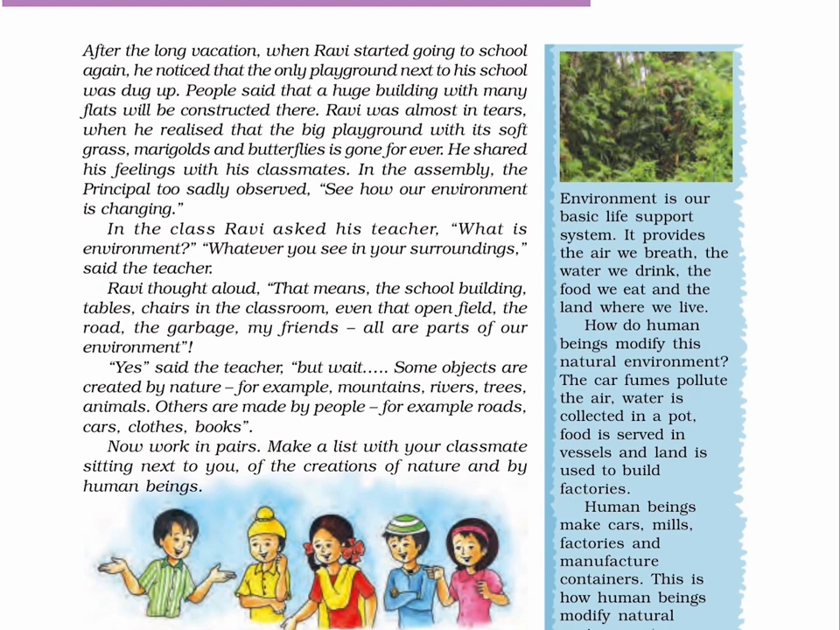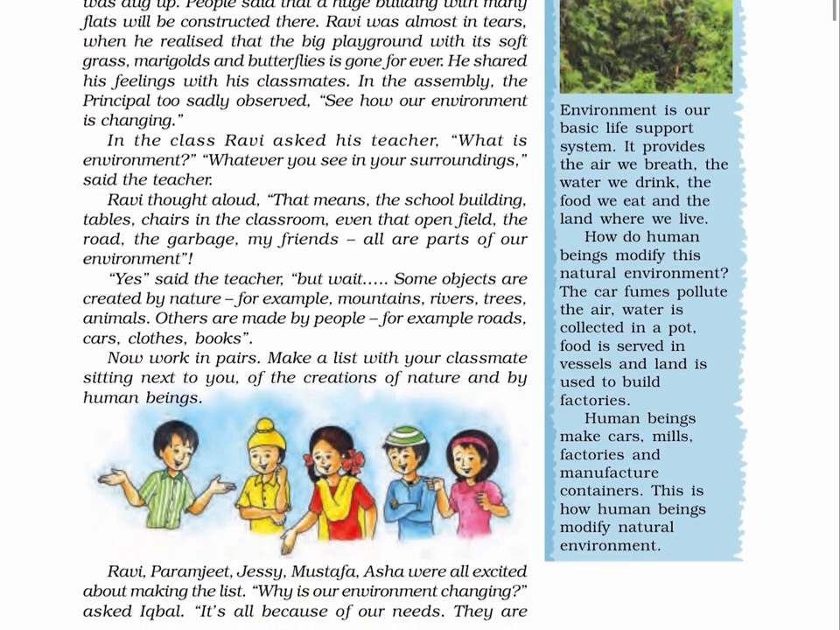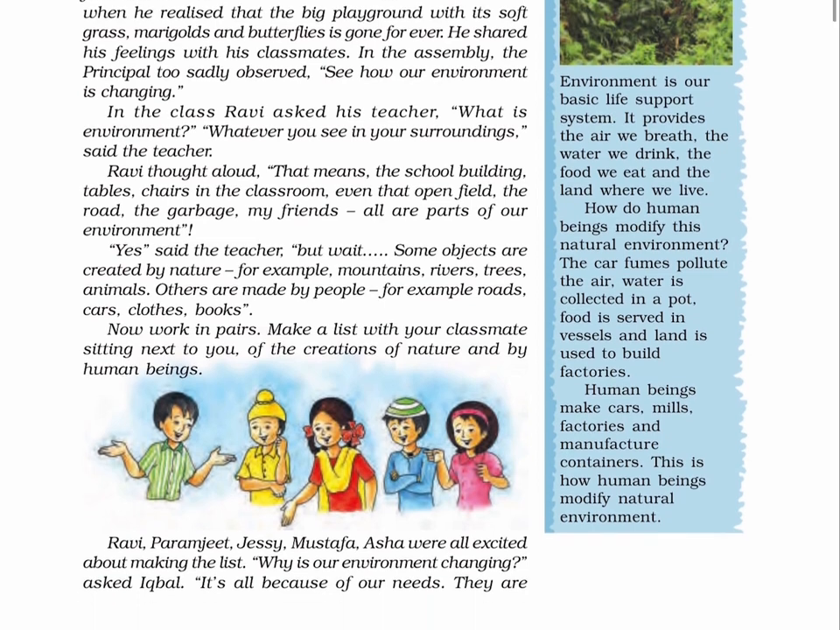How do human beings modify this natural environment? The car fumes pollute the air. Water is collected in a pot, food is served in vessels, and land is used to build factories. Human beings make cars, mills, factories, and manufacture containers. This is how human beings modify natural environment.